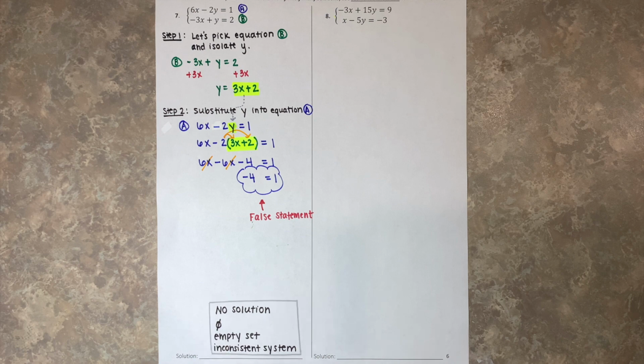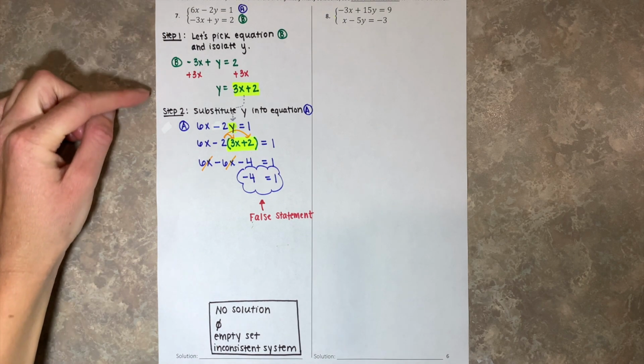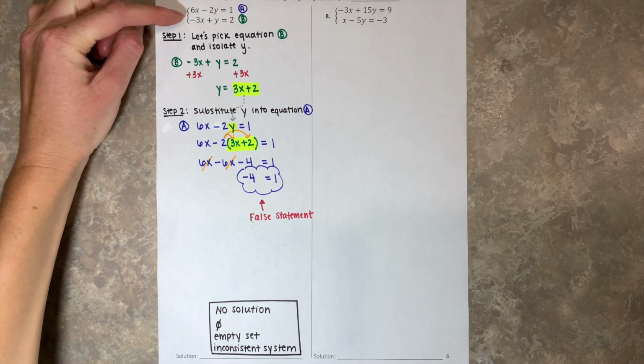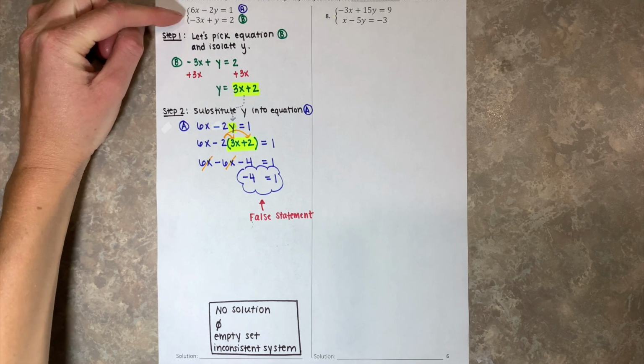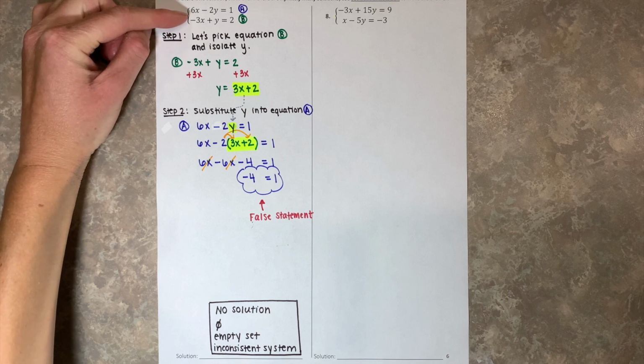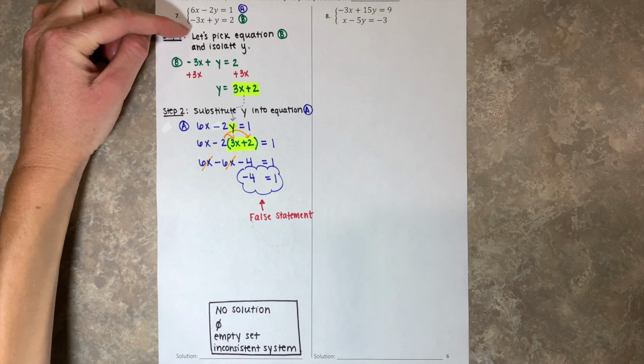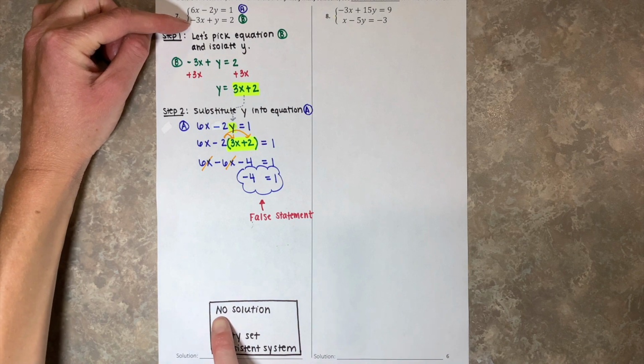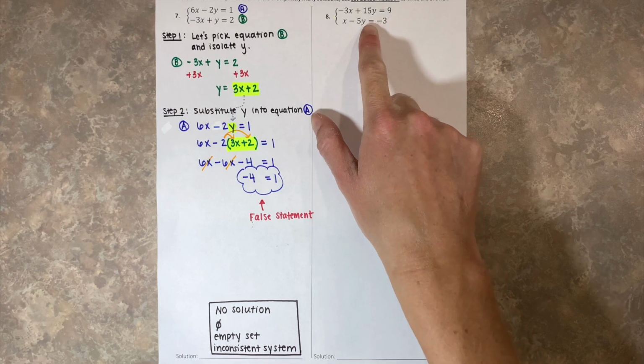Now, we solved this using substitution, but let's imagine that we were asked to solve this by graphing. If you were to graph these two lines, they would be parallel, so they would never intersect, and so by graphing we would get the same solution, no solution. Let's take a look at the next example.